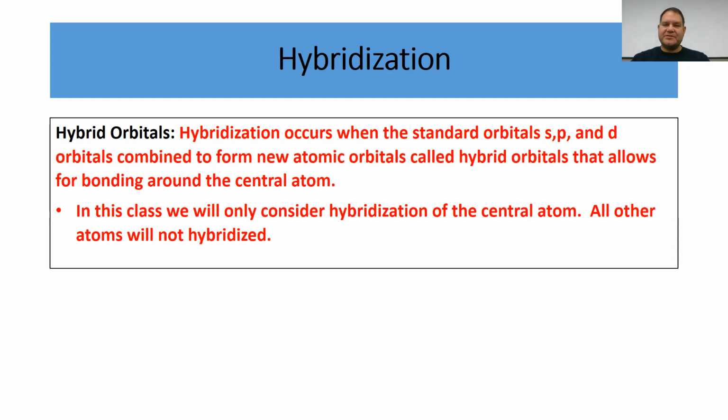And it is also really important to understand that only the central atom matters here. Only the central atom in a molecule, in a bonding situation, is going to hybridize. All other atoms will not hybridize, only the central one.